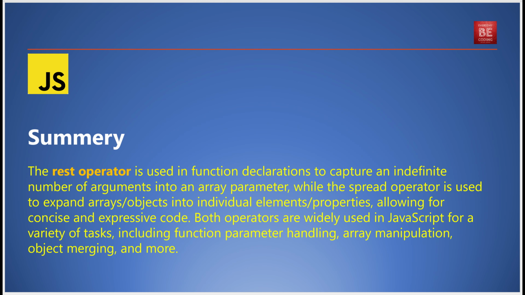So, in summary, the rest operator is used in function declarations to capture an indefinite number of arguments into an array parameter. On the other hand, the spread operator is used to expand arrays or objects into individual elements or properties. Both operators allow for concise and expressive code and have a wide range of uses in JavaScript, from function parameter handling to array manipulation and object merging. With these two operators in your toolkit, you'll be well equipped to handle the dynamic and flexible nature of JavaScript.